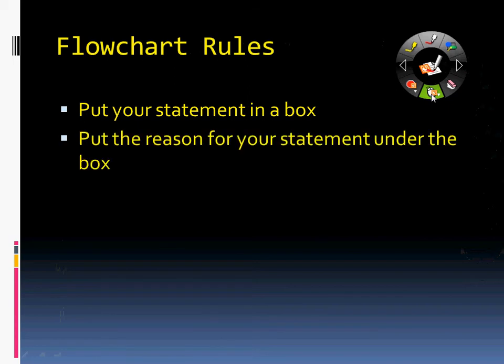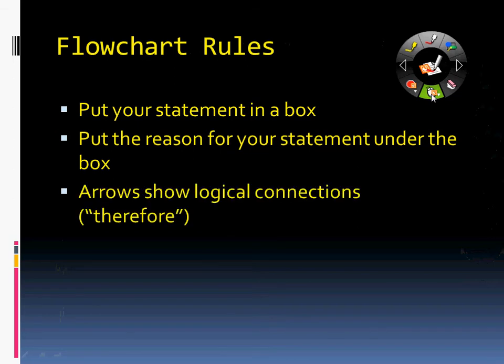The second thing is that you put your reason for your statement under the box. So you saw before we would list something and we'd say given, or we'd list something and say SSS congruency conjecture. So the reason for the statement goes underneath the box. That's the why that step can be taken. And finally, arrows show logical connections. In other words, if this is true, then this has to be true.